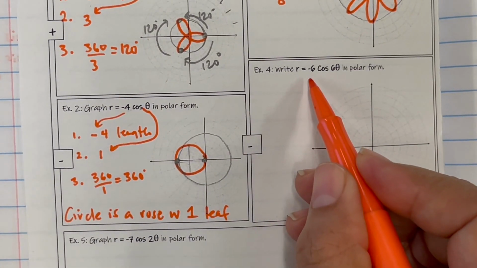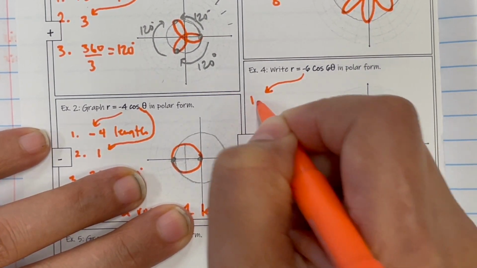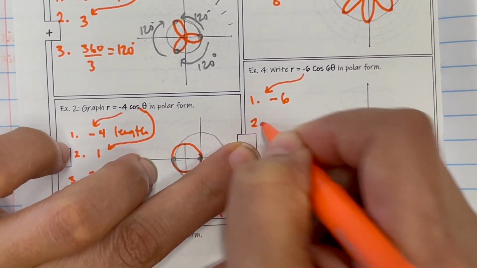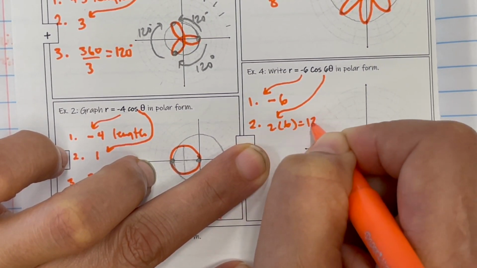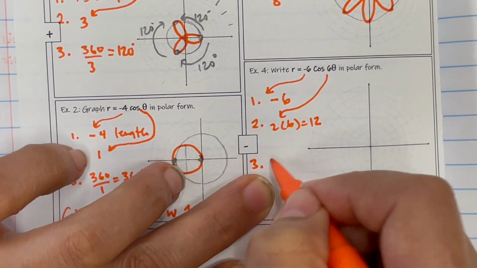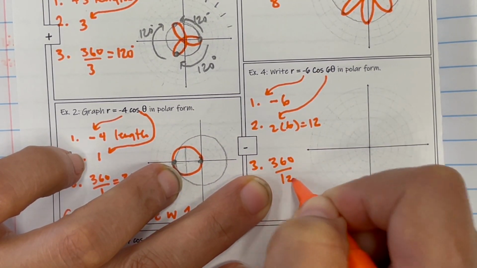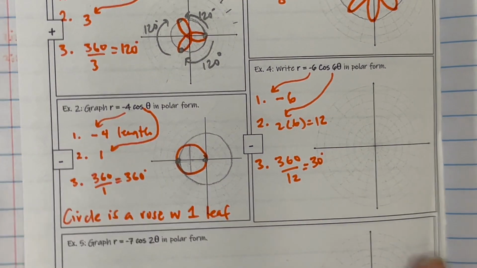This time I have a negative. It doesn't matter. My first step is the length and direction, which is -6. My second step is how many leaves there are. This is 2 times 6, which is 12. My third step is how spread out those leaves are. It's going to be 360 divided by 12, which gives me 30. So every 30 degrees is my spread.